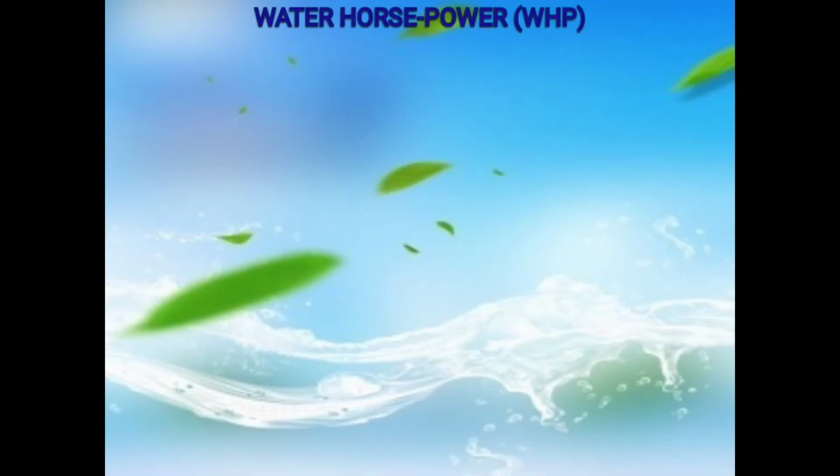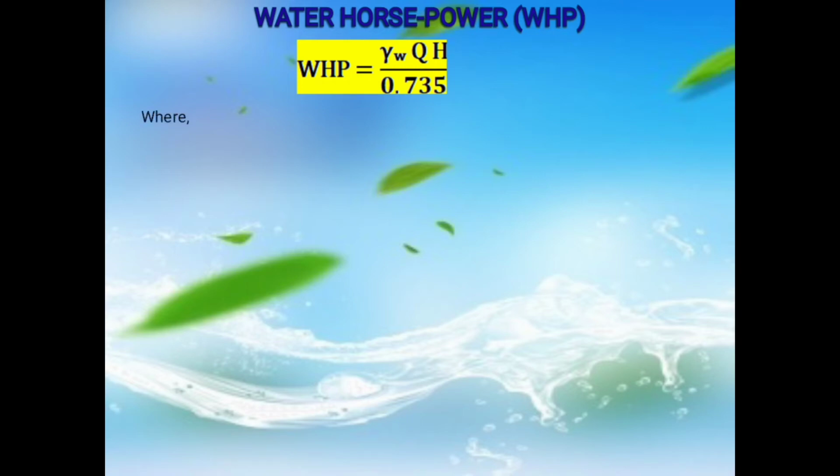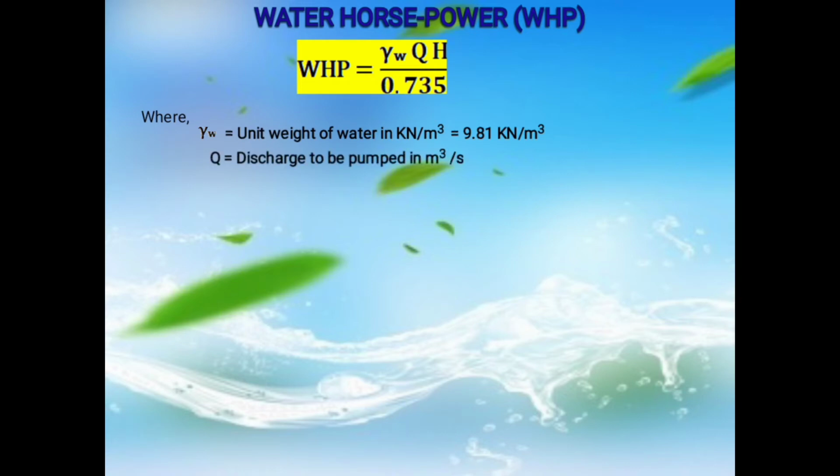Next is how to find out the water horsepower of a pump. Water horsepower of a pump, denoted by WHP, equals gamma W into Q into H divided by 0.735, where gamma W is the unit weight of water in kilonewton per meter cube, and the value of gamma W equals 9.81 kilonewton per meter cube, and Q is the discharge or quantity of water to be pumped in meter cube per second.